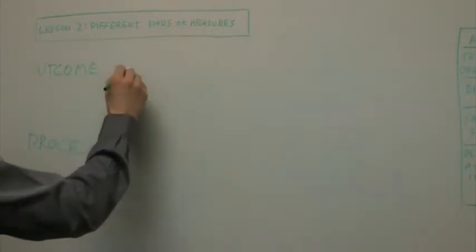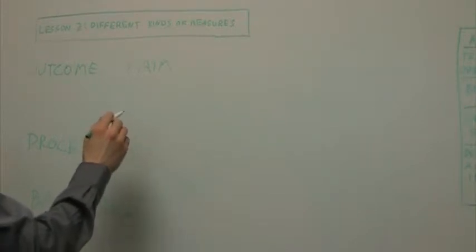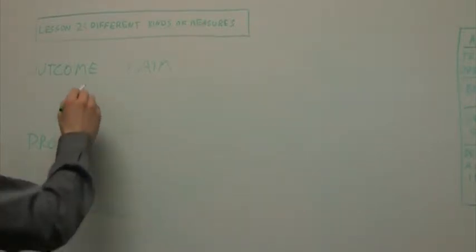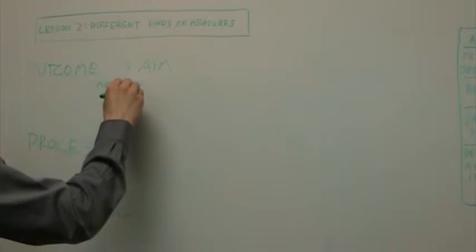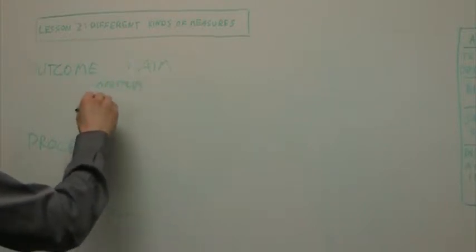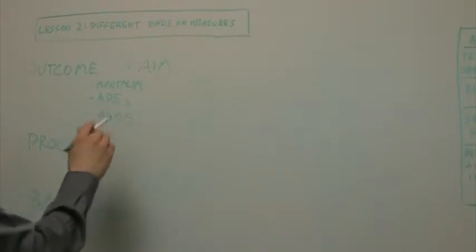There are outcome measures, process measures, and balancing measures. The outcome measures answer the question, where are we ultimately trying to go? It's intricately linked to our aim. It tells you how the system is performing. Examples of outcome measures would be things like mortality, adverse drug events, ADEs, or average length of stay, ALOS.